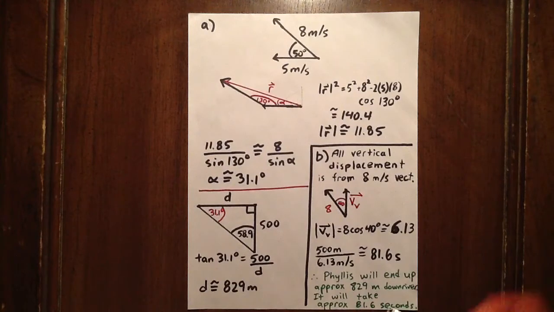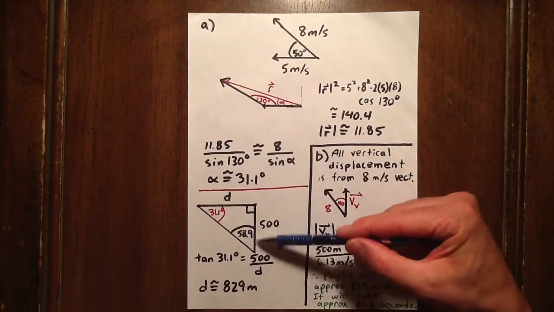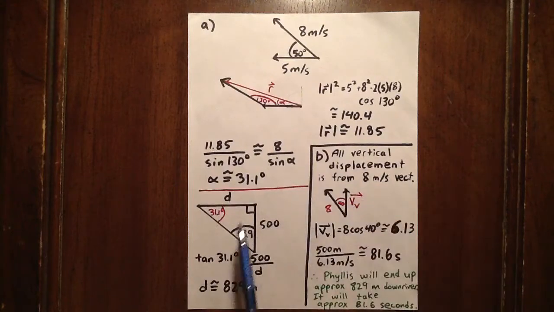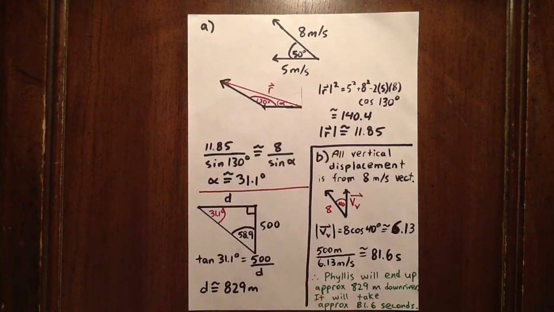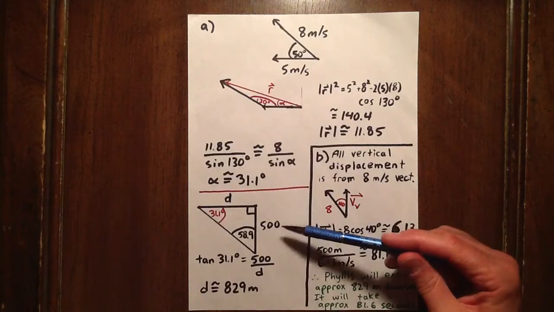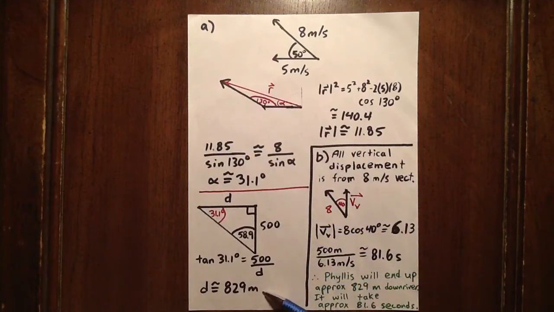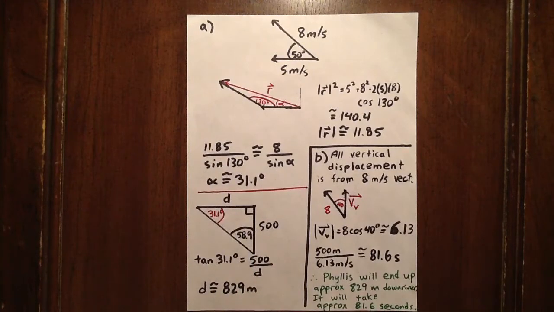And since we know this distance straight across to be 500 meters, we can determine this distance here using the tan ratio in trigonometry. So the tan of 31.1 degrees is going to equal 500 over d. And doing some pretty straightforward math, we see that the distance downstream is approximately 829 meters. So that's how far she ends up down the stream.